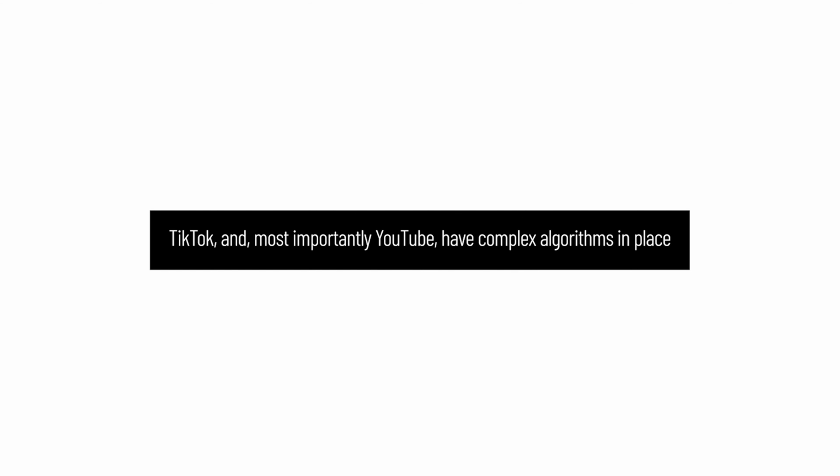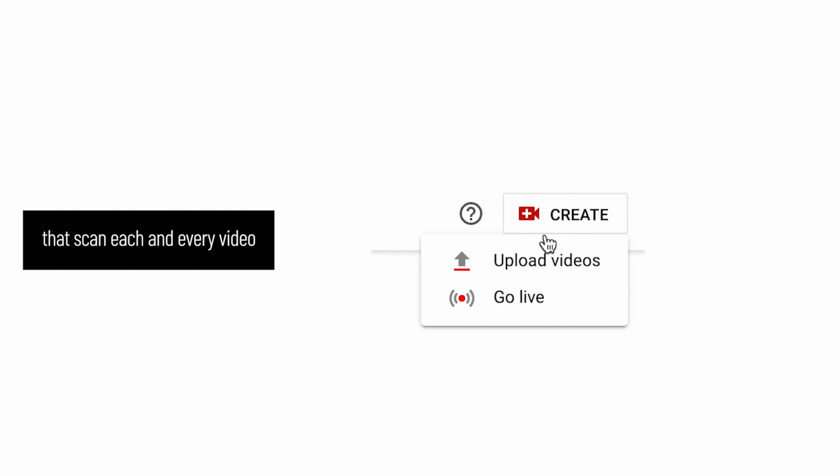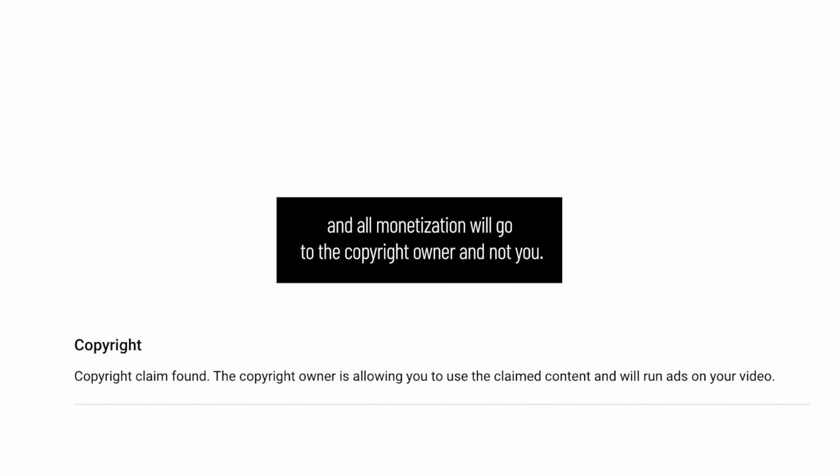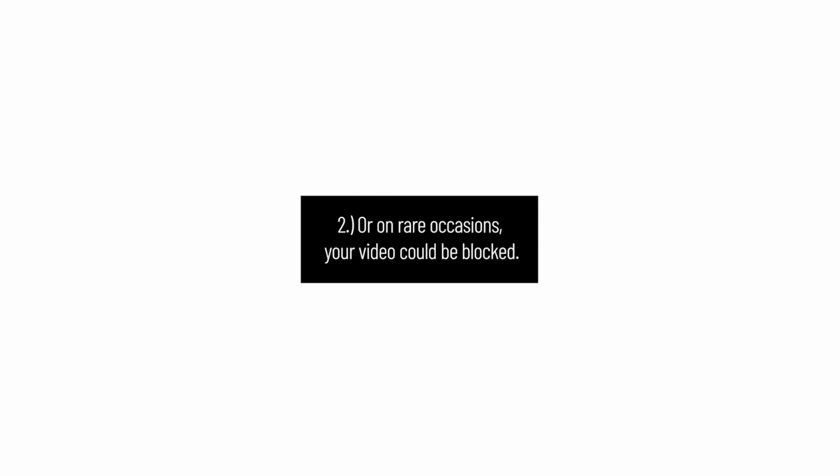Platforms like Facebook, Instagram, TikTok, and most importantly YouTube have complex algorithms in place that scan each and every video as it's uploaded to the site. If the algorithm detects the use of copyrighted material, one of a couple things will happen. A copyright claim will appear on your video and all monetization will go to the copyright owner and not you. Or on rare occasions, your video could be blocked. It's important to note that a copyright claim will not result in a copyright strike.